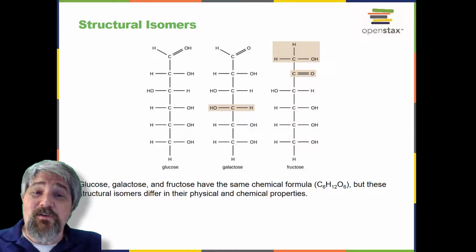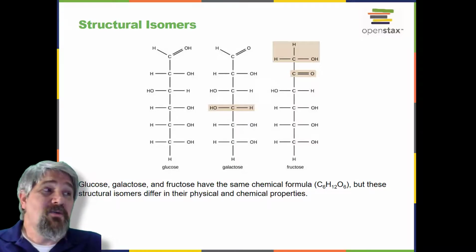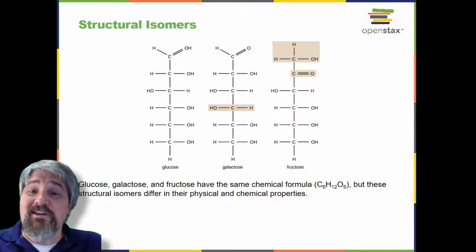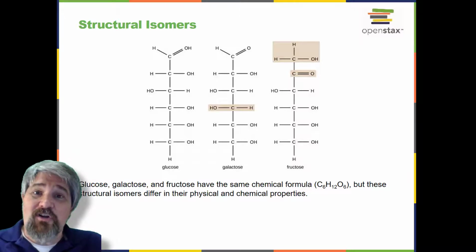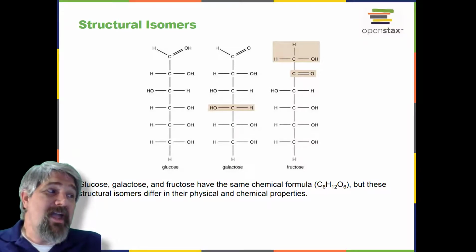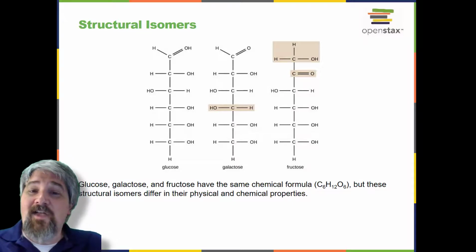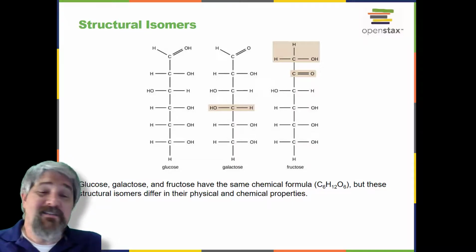Chemists represent molecules by their structural formula, which is a graphic representation of the molecular structure showing how the atoms are arranged. Compounds that have identical molecular formulas but differ in the bonding sequence of the atoms are called structural isomers. The monosaccharides glucose, galactose, and fructose all have the same molecular formula, C6H12O6, but we can see from this figure that the atoms are bonded together differently.